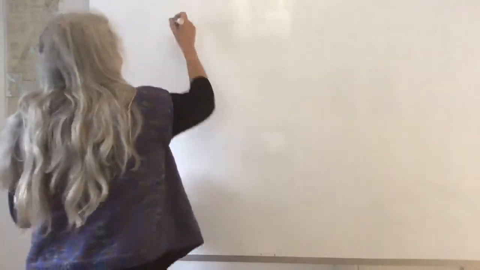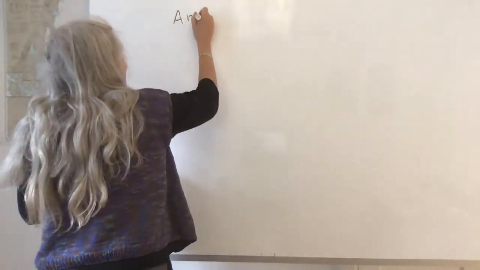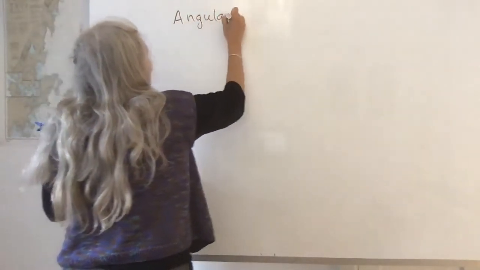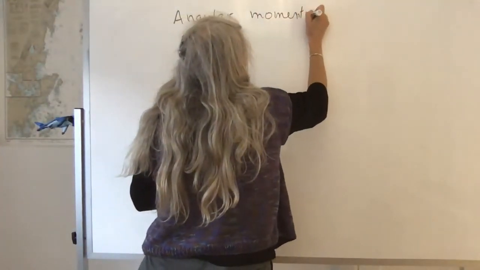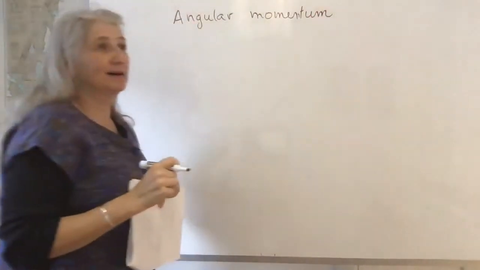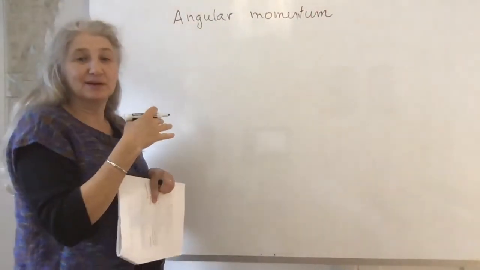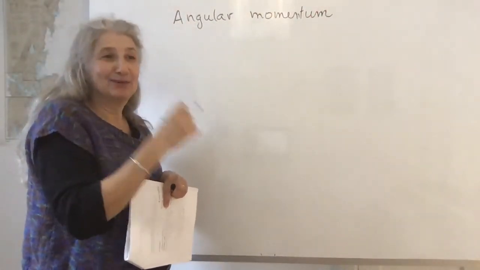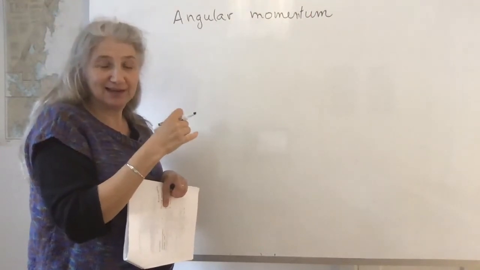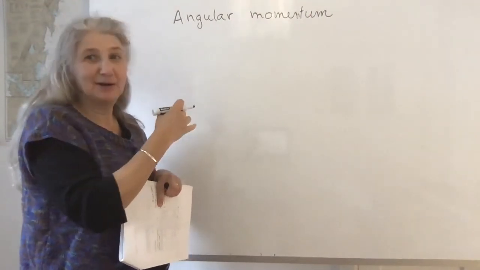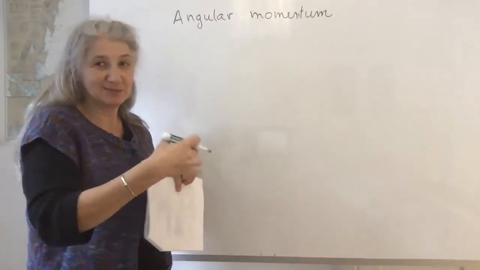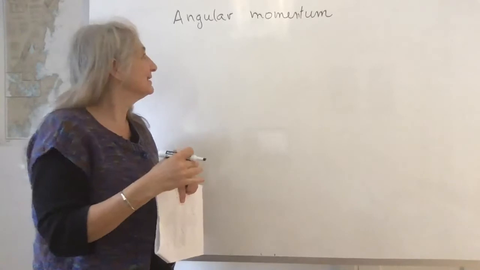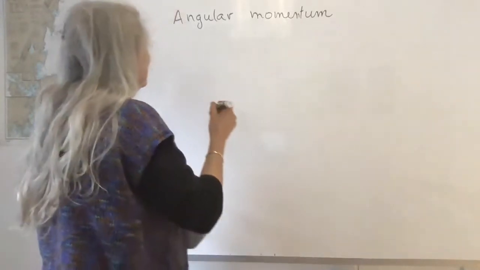So the topic we're going to talk about is angular momentum again. In the previous lecture, we talked about angular momentum for a point. And so now what I want to do is define angular momentum for a rigid body, so integrating up the mass in an extended object.